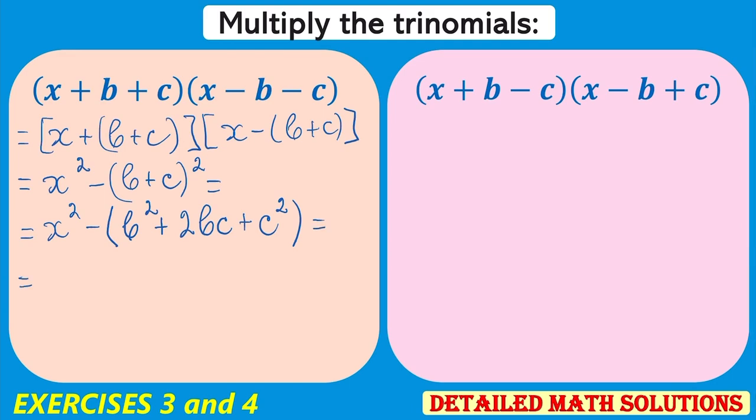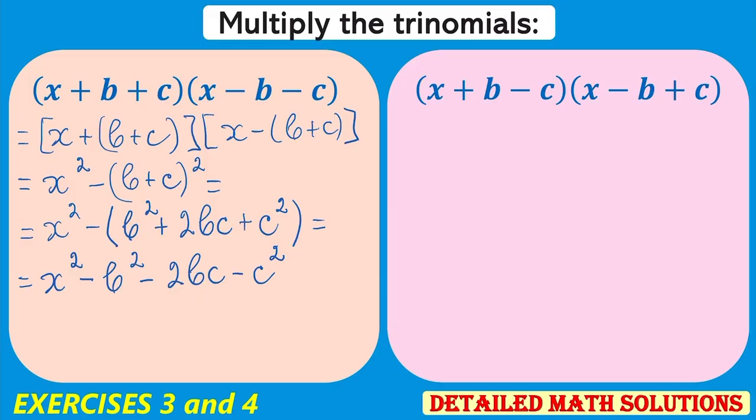Lastly, I need to open parentheses. I have a negative sign in front of parentheses, therefore, it's going to flip the sign of each term within the parenthesis. In other words, this will equal x² − b² − 2bc − c².